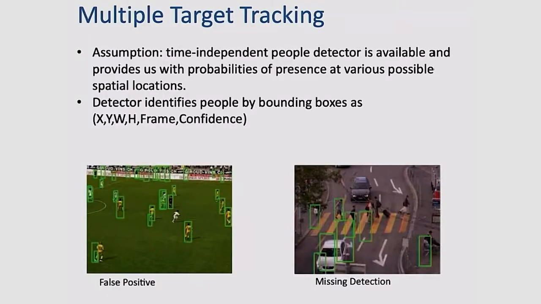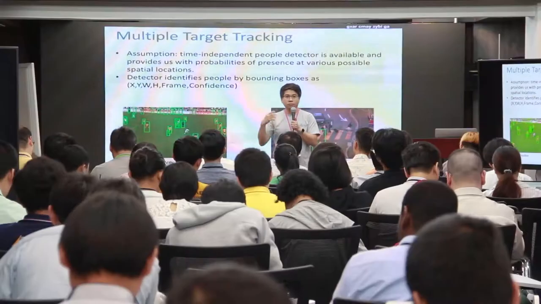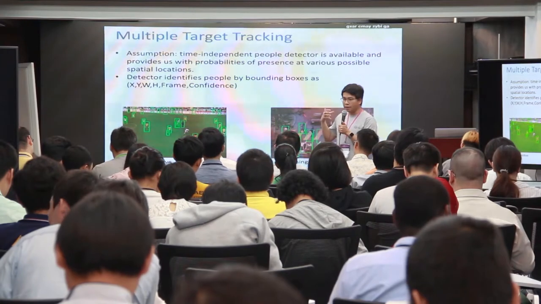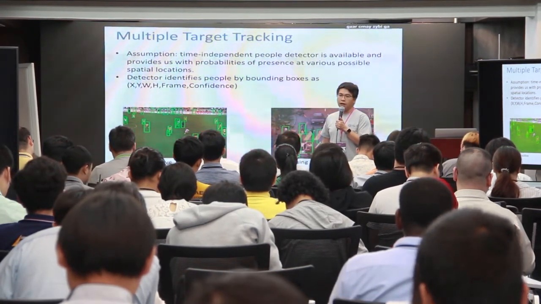Okay, so multiple target tracking. The assumption here is there's a certain class of object that you want to track, and you already run a detector and identify the location and also the confidence of the detector at every single frame. So now you have multiple detections, for example, multiple detections of players or people here. For each detection, you have the bounding box, you know the frame, and there's also a score that returns the confidence of how likely it is actually a true detection. It's coming out from the classifier.